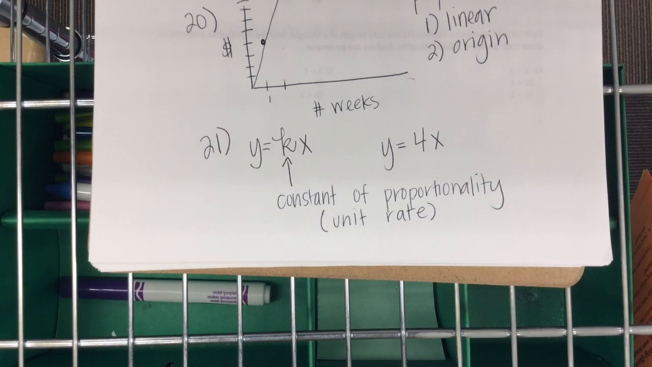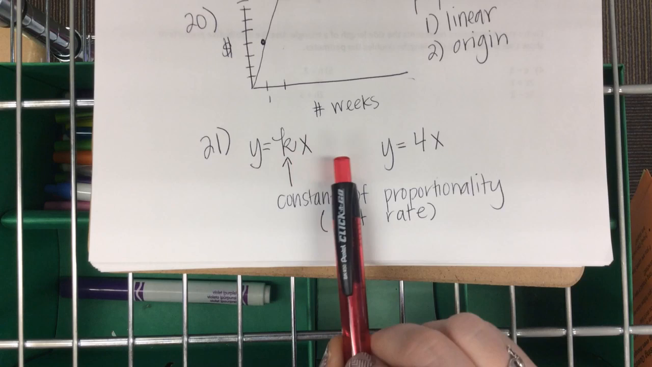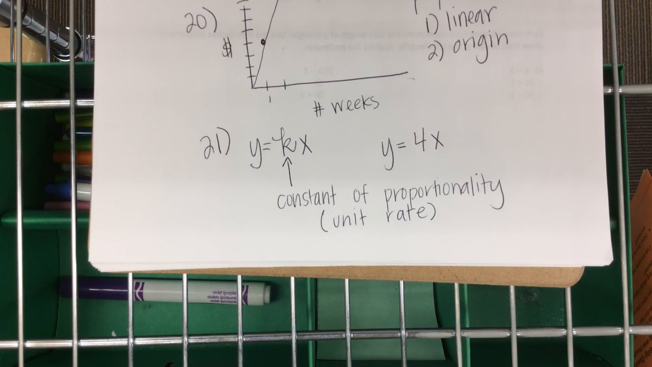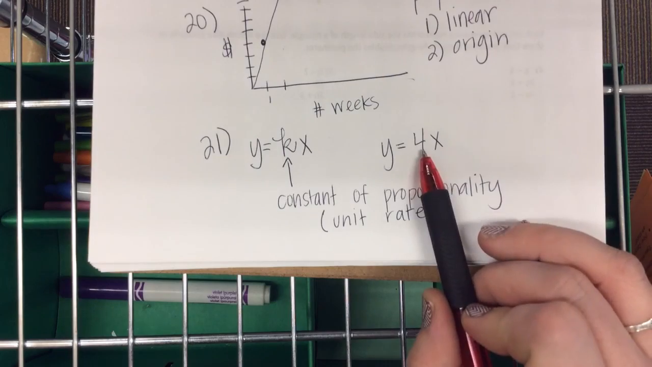Why did we use 4? Because that's the unit rate, right? That's how much he gets for 1 week. Y equals kx is the formula. K stands for constant of proportionality. Constant of proportionality is a fancy word for unit rate. So it's y equals, this time the unit rate is 4x.